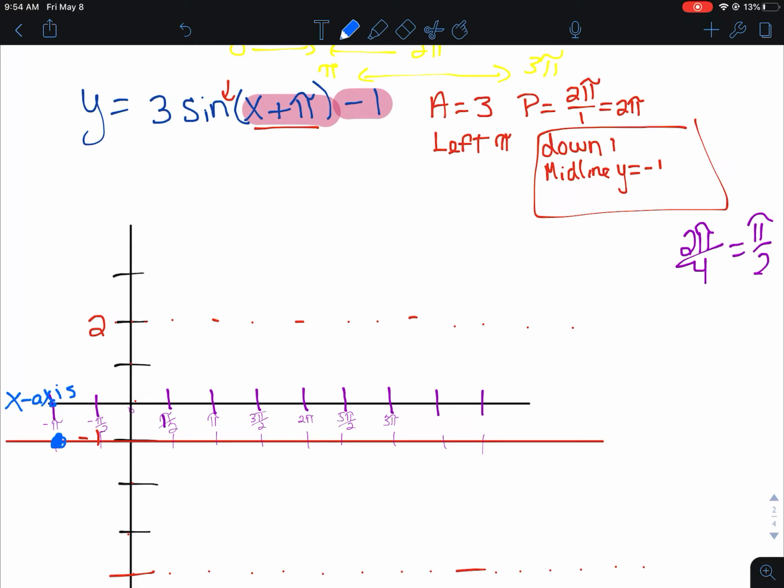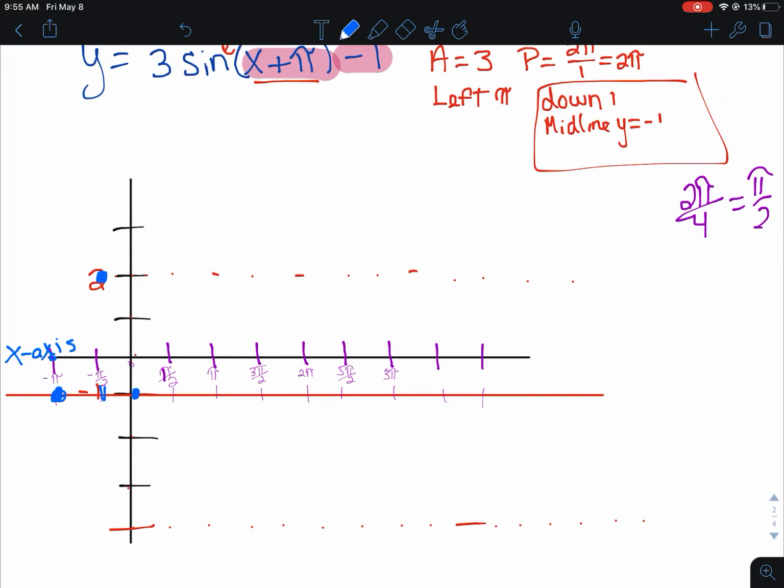And then the next point, because it's sine, is going to go up to the top of my amplitude. So at this next tick mark here, I'm going all the way to the top up to 2. At the next tick mark, which is 0, I'm going to go back to the middle. At the next tick mark, which is positive pi over 2, I'm going to go all the way down to the bottom of my amplitude and then back up to pi. And I could keep doing that for as long as I wanted.